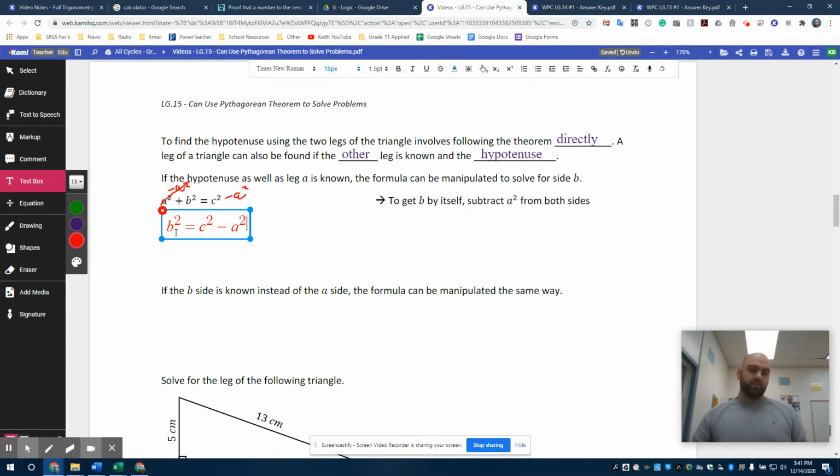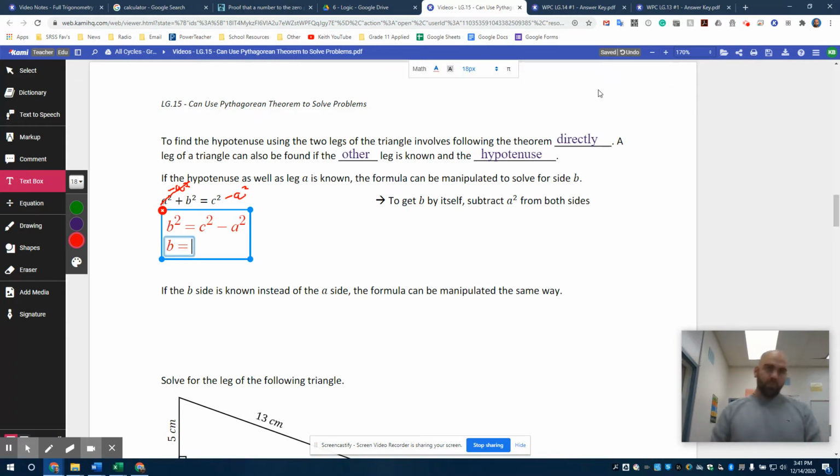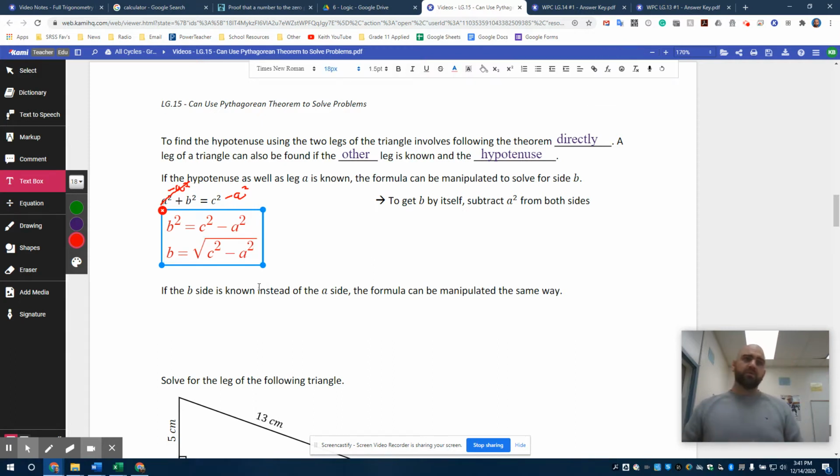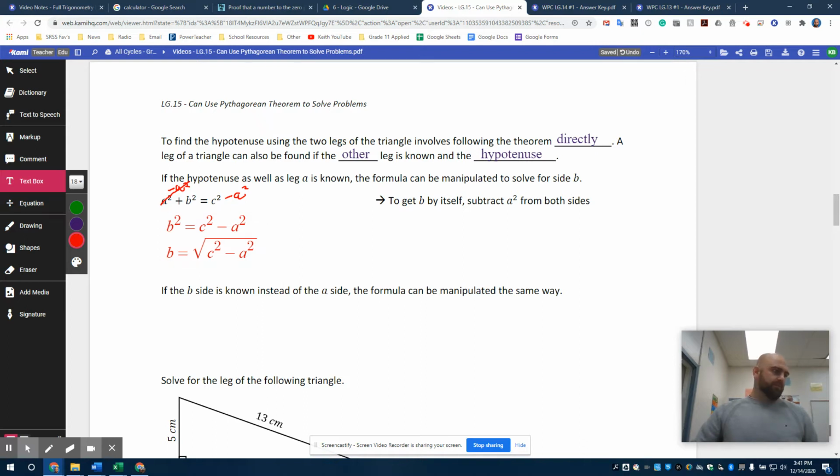Now, same as when we try to find C, we have to take a square root. Here we're going to have to do that as well. There is another way to rearrange and write this, and some of you might find it easier. To find B, we can take the square root of C squared minus A squared. But then we have to use brackets and make sure we solve there. We might as well solve this first and then take the square root afterwards.